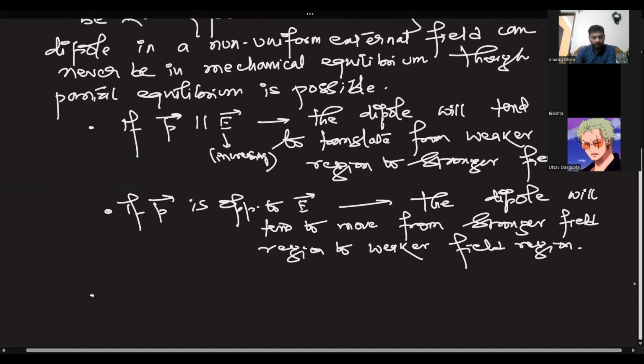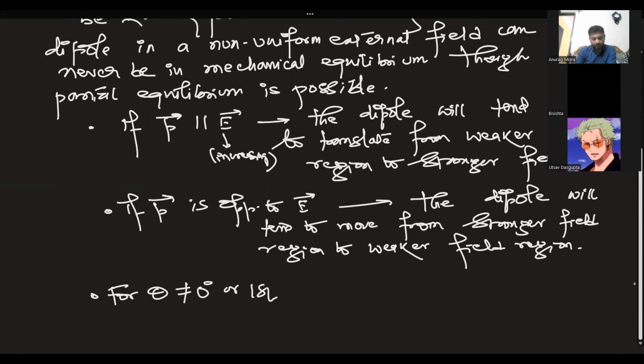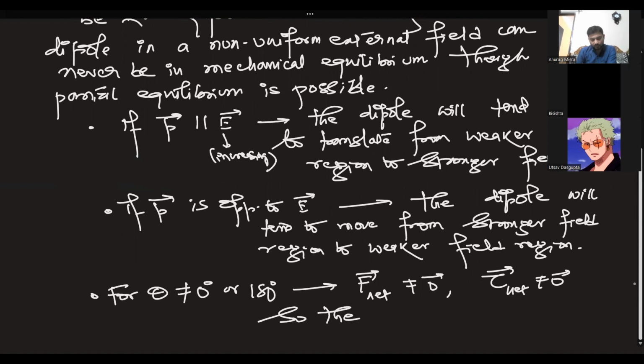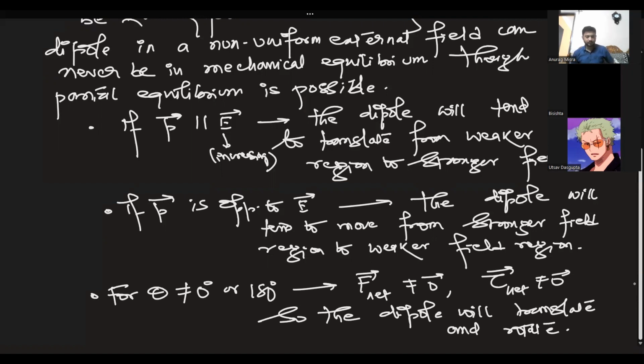Now, for theta not equal to 0 or 180, we will have non-zero net force. The net torque will also be non-zero. So the dipole will translate and rotate. So these are the important points regarding a dipole. We will discuss them. Let us see a few questions for follow-up.